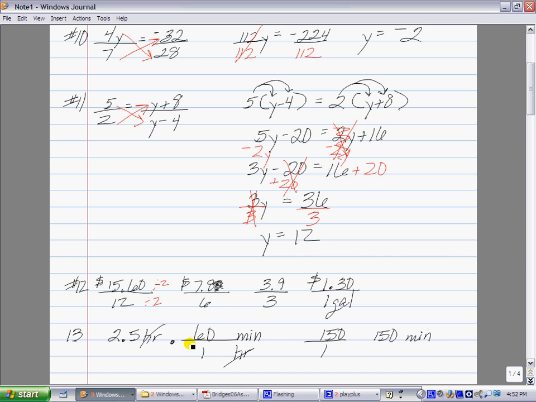So I have 60 minutes, which equals 1 hour. If I multiply by 2.5, notice the hours cancel, and I get my answer of 150 minutes.